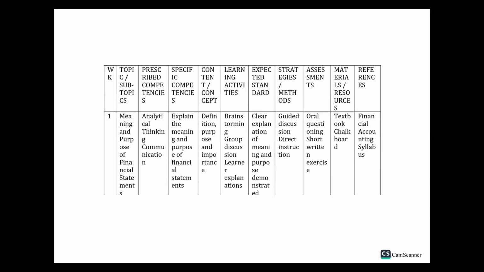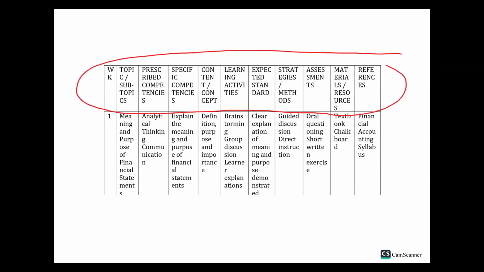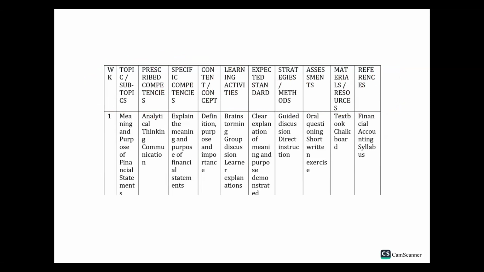So when you compact everything again, this is how it comes out. Because everything I've said should be together, joined. So you have, for example, topic and subtopic here, meaning and purpose of financial statements, analytics, specific competences, content, learning activities, expected standards, strategies or the methods, assessments, materials and resources, and finally, references. This is how it comes out when you're done making it, making your work much easier.